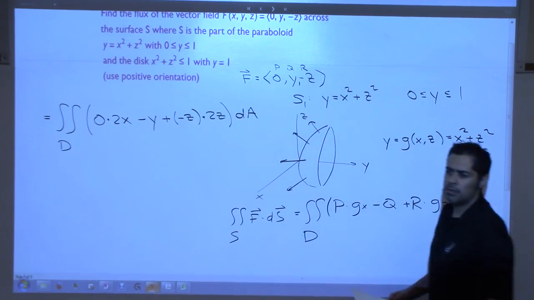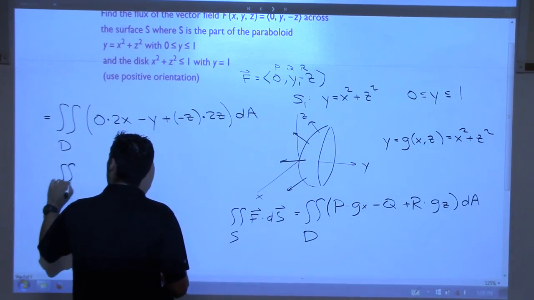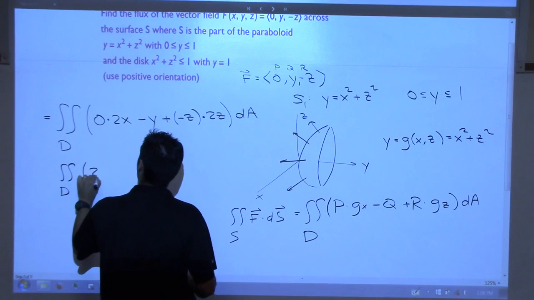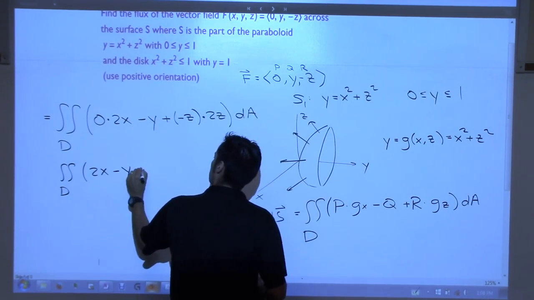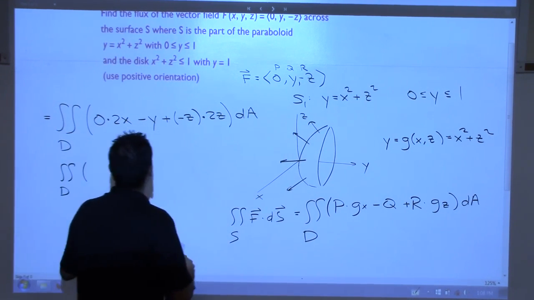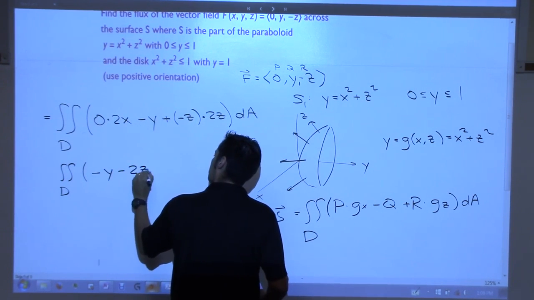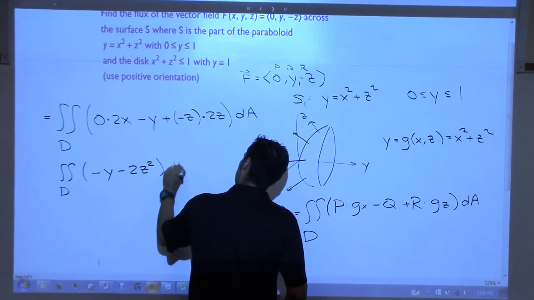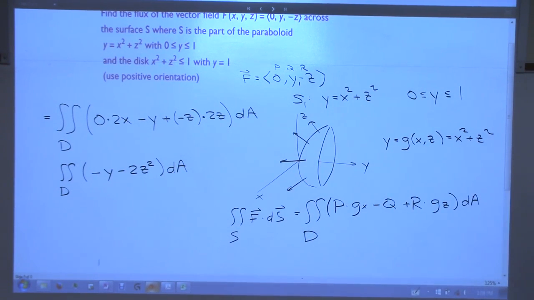Let's clean this up. So this is just the double integral over D of 2x minus y. Oh, yeah, sorry, thank you. Negative y minus 2z squared dA. What's that? You want to pull a negative out? Okay, we can do that.